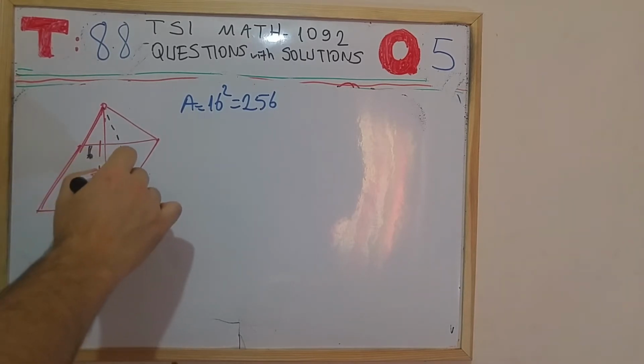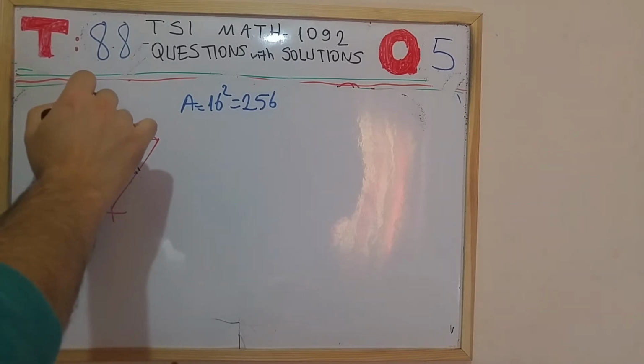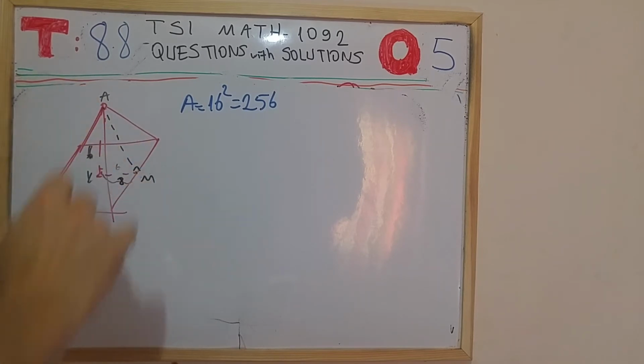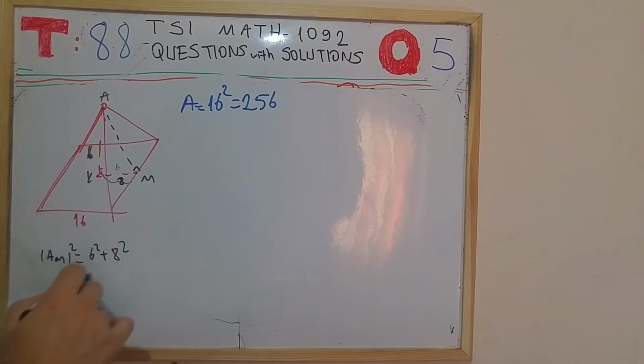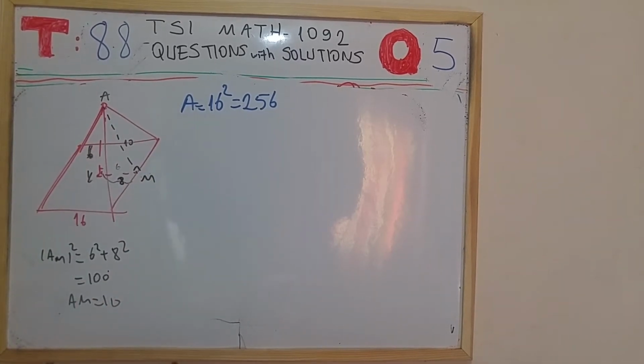So what I need to find, this is going to be this K, what is the name of this point? A. K, let me say here, M point. AKM triangle is a right triangle, therefore AM squared is equal to 6 squared plus 8 squared. Then this is equal to 100. So AM is equal to 10. So this here is equal to 10.